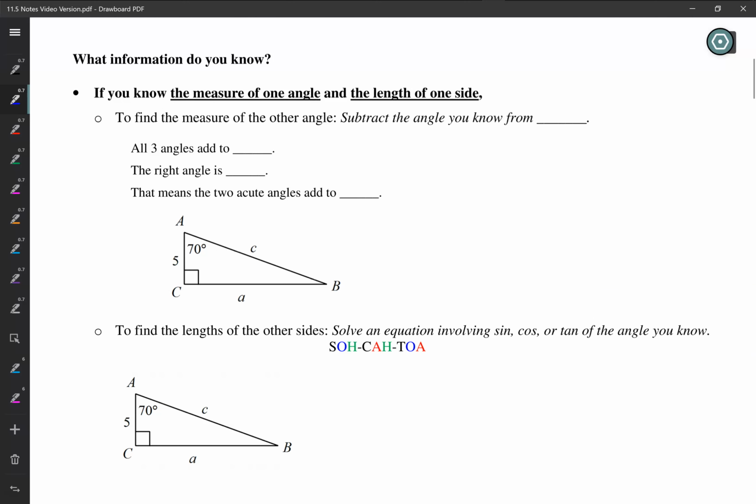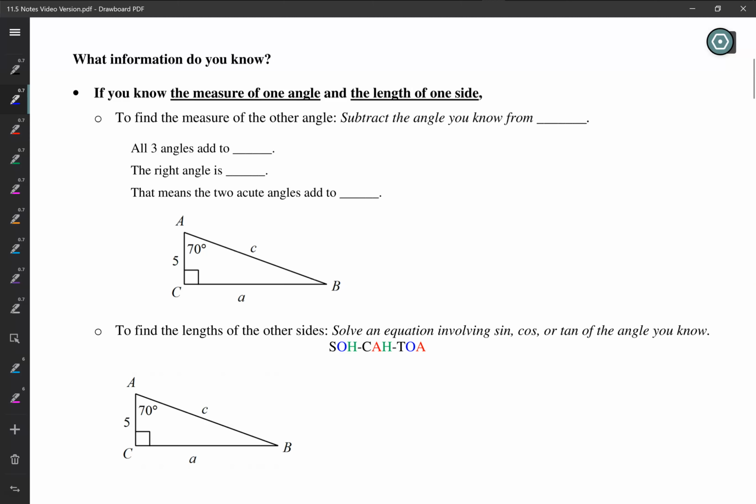So there are two types of problems you might get. The first type is you are told how big one of the angles is and how long one of the sides is. That's what I'm going to be spending this first video on. The second video, I am going to talk about a situation where you know two of the side lengths. So let's look at a bunch of examples where you know the measure of one angle and you know the length of one side. So first, let's talk about the angles.